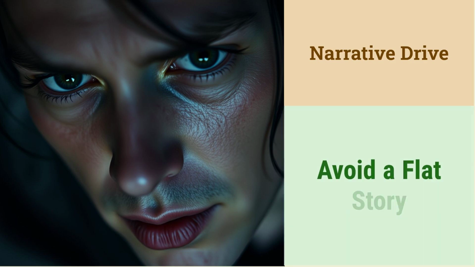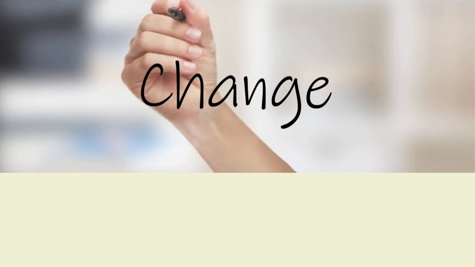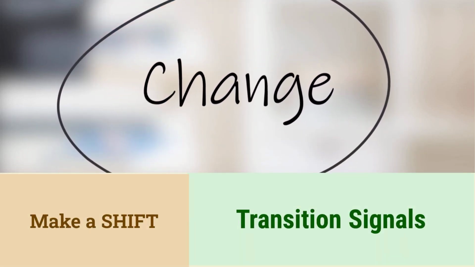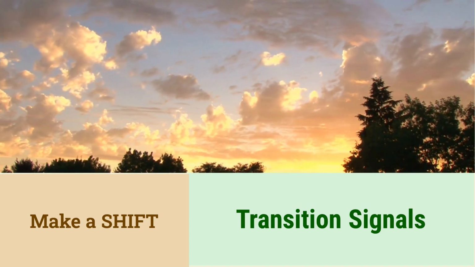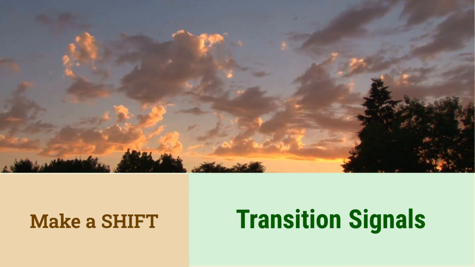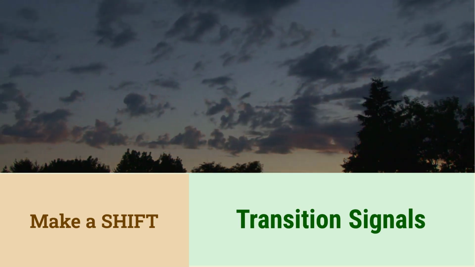This is how you reveal backstory, explore internal conflict, or simply move the narrative forward in a compelling way. It prevents the writing from feeling flat. How do you make a shift? You often use a transition word or phrase to signal the change. Words like suddenly, meanwhile, later that day, or phrases like she remembered or across the street work well.